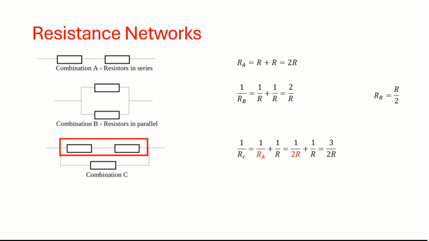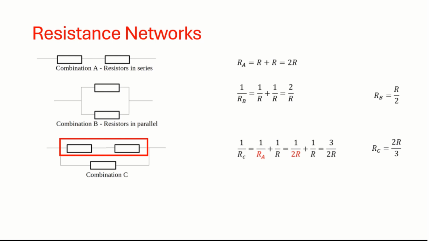We've got 1 over RC, so that is the parallel combination, is simply 1 over RA, that's our top line in red, plus 1 over R, which is the bottom line. Well, we know that resistance on that top line is 2R. We have 2 resistors in series together, and therefore 2R. And so therefore 1 over 2R plus 1 over R, that's the bottom line, and we end up with, if I've done my maths correctly, 3 over 2R. Again, we need to remember to flip. We get RC is equal to 2R over 3.